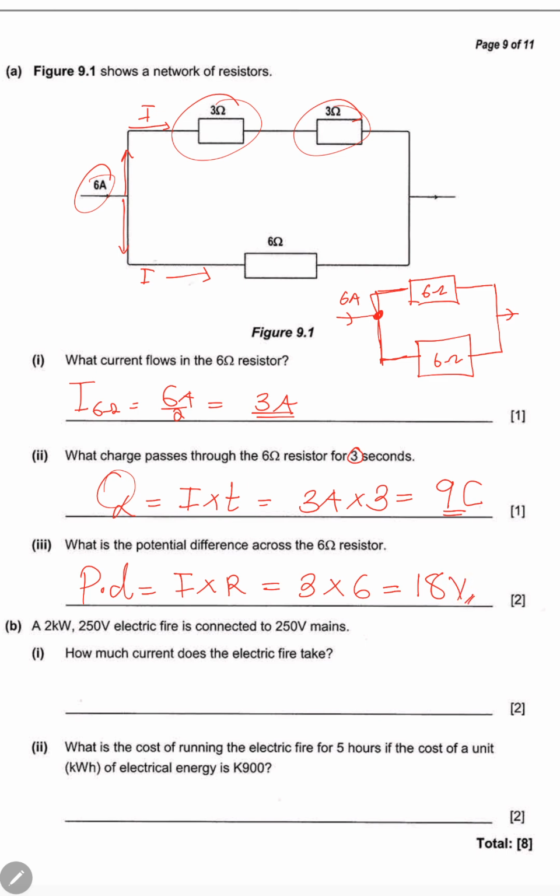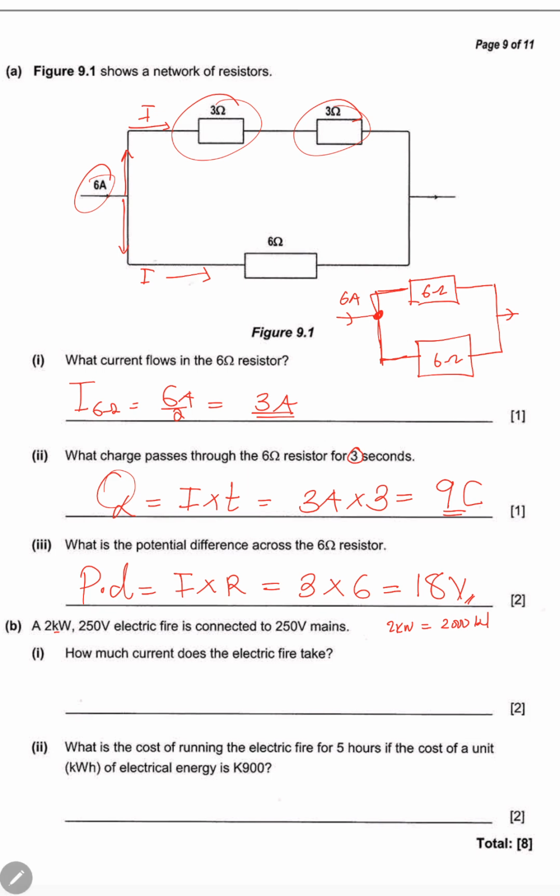Okay. Part B is a 2 kilowatt. The word kilo means 1,000, meaning 2 kilowatts is the same thing as 2,000 watts. Take that into consideration first of all. A 250 volts electric fire is connected to a 250 volts mains. How much current does the electric fire take?